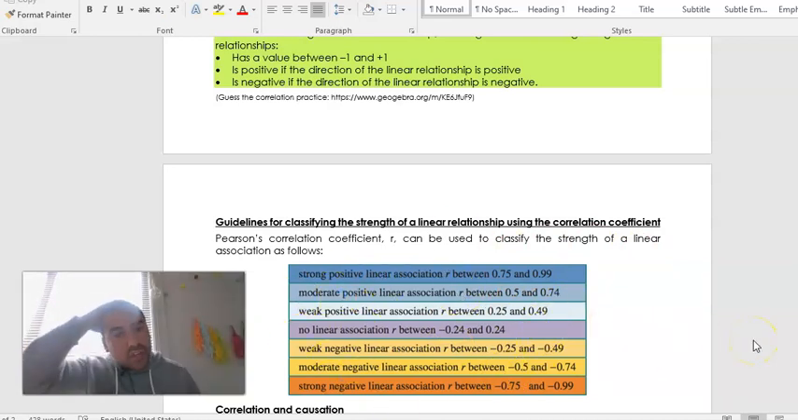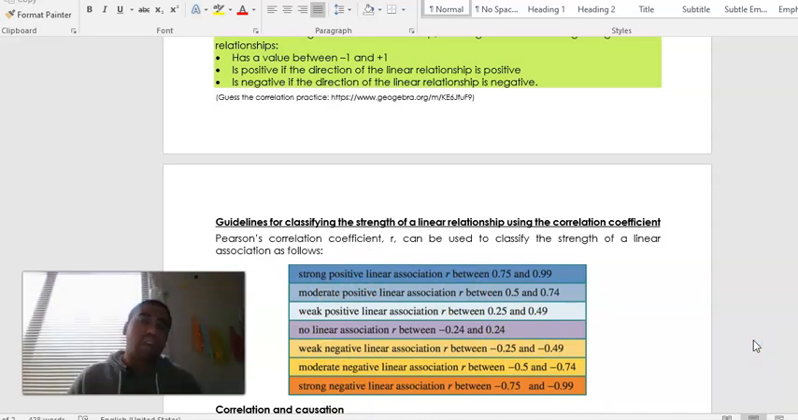Pearson's correlation coefficient can be used to classify the strength of a linear association as follows. This chart gives you different intervals in which the correlation coefficient R can lie. If your R value lies between 0.75 and 0.99, we didn't put 1 in this case because it never ever has a correlation coefficient of 1, then it's said to have a strong positive linear association.